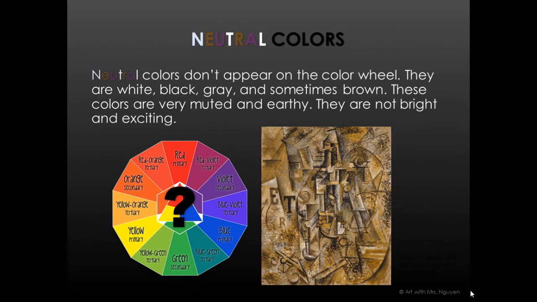Oh, there's another one. Neutral colors. They don't appear on the color wheel. On the color wheel in our classroom, they are usually just in the very center. They include whites and blacks and grays and tans. These colors are very muted and earthy. They're not as bright. I would say they're still exciting though, because coffee and chocolate are brown, and I think they're very exciting.